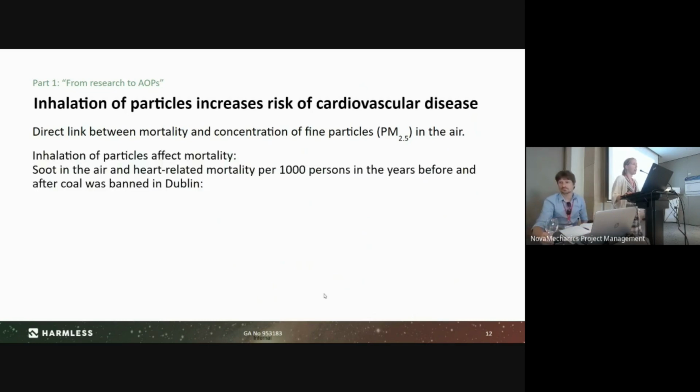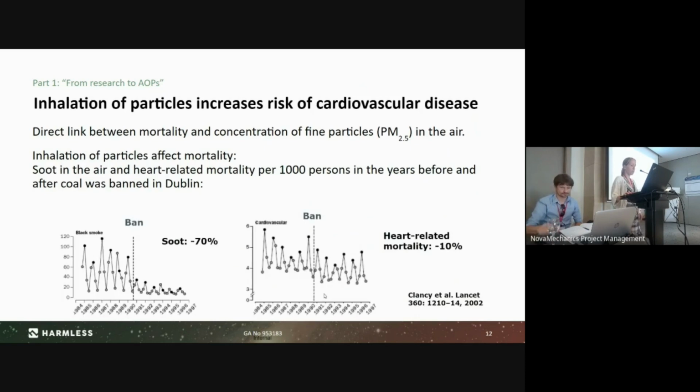And there's this very nice study, old now, where they looked at how the soot in the air was related to heart-related mortality in Dublin after they banned coal for household firing. What they saw after this ban, which is denoted by the line in the middle, they banned it in 1990, was that the amount of soot was reduced by 70%, but more interestingly, the level of heart-related mortality decreased by 10%.